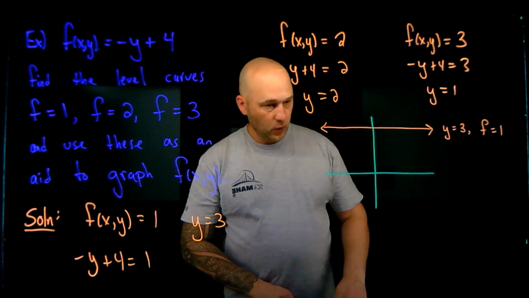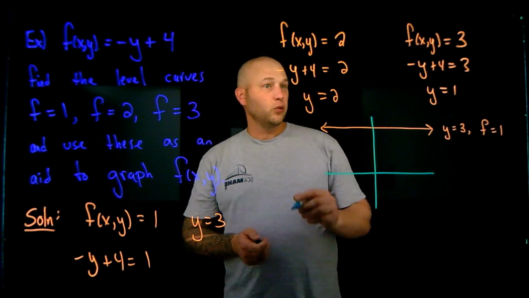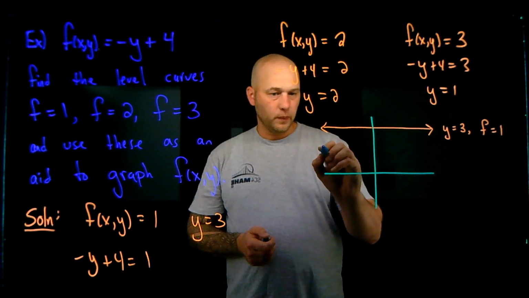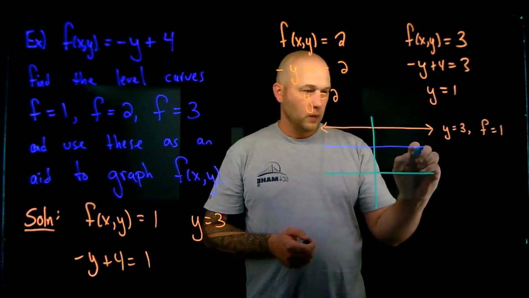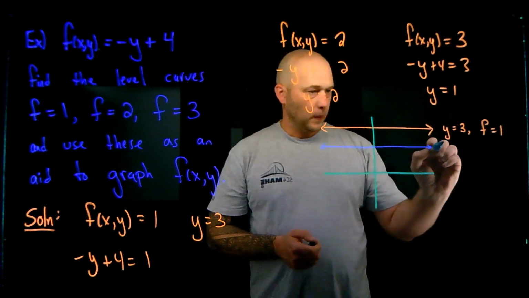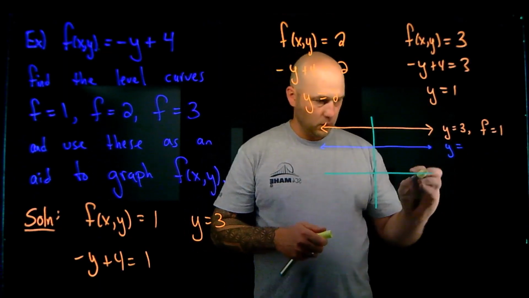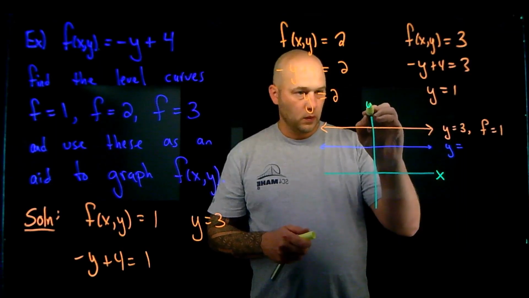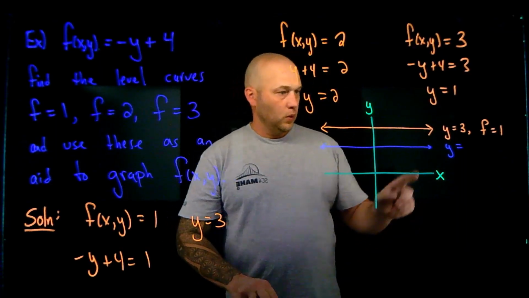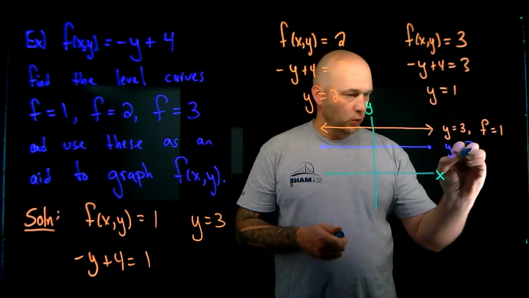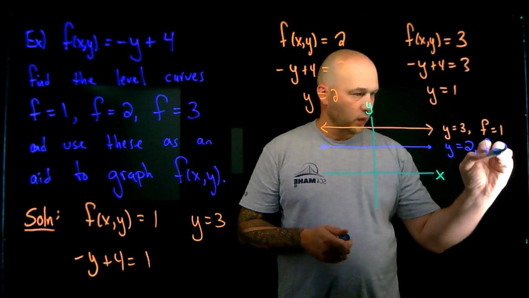Second, let's do f equals 2, which is the line y equals 2. Okay, so this is the line, and again, this is the xy plane. So this is the line y equal to 2, which was the level curve f equals 2.